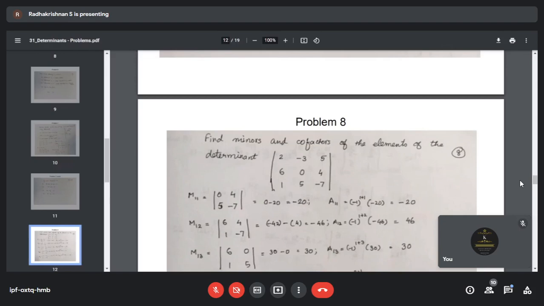இப்போ M12 எடுத்துக்கிட்டோம்னா அதே மாதிரி 6 into -7 -42 minus 4 into 1 which is 4, so we get -46. So then A12 will be -1 to the power of 1 plus 2. இப்போ வந்து இது -1 இதோட வேல்யூ. So -1 into -46 it will become +46 now. So that is where A12. So இதே மாதிரி அடுத்தது M13 and A13.